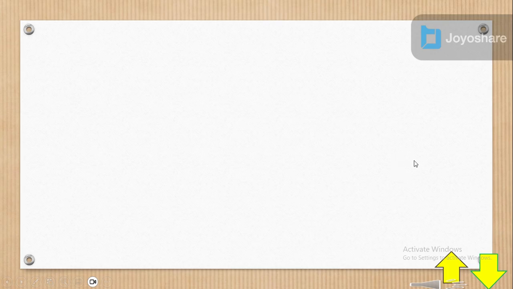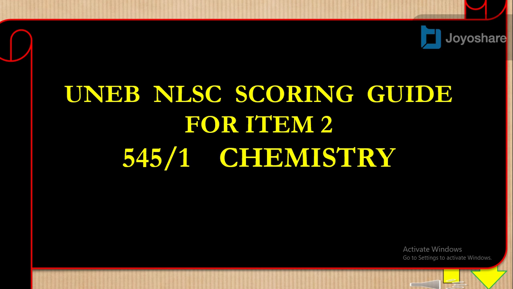Okay, so once again, you're most welcome, and we are in here for item 2, chemistry 2024, that Uneb paper. Want to see how the responses are meant to be, and also the score allocations for each and every part. Let's go there. So that's the Uneb scoring guide for item 2, paper 1, chemistry.